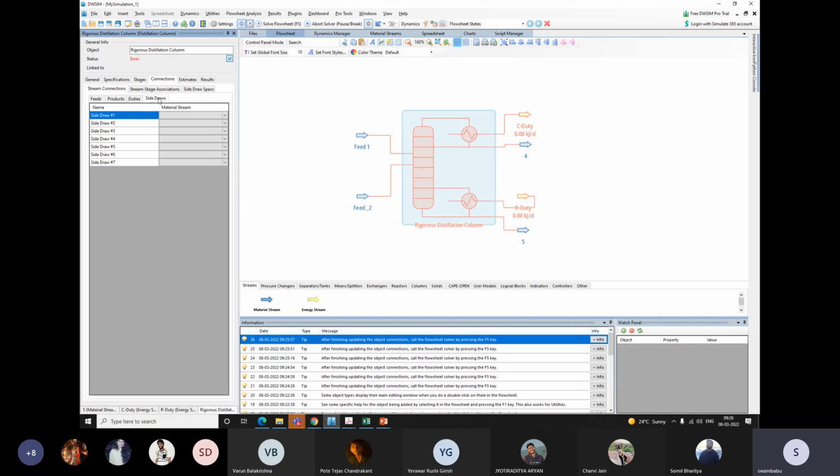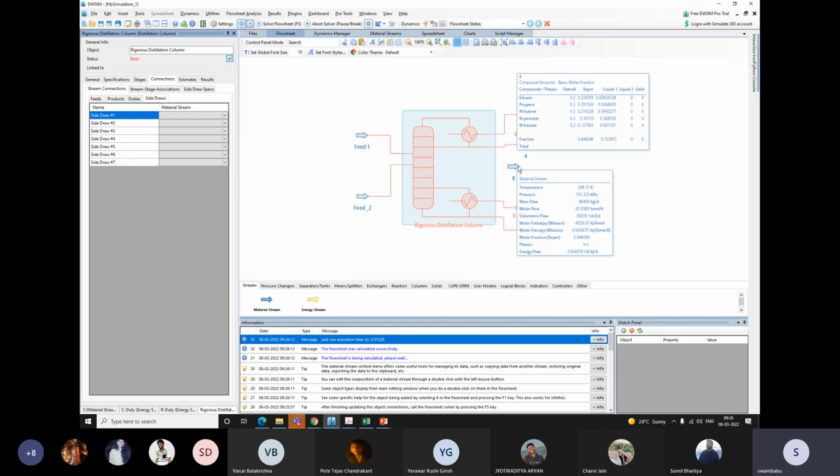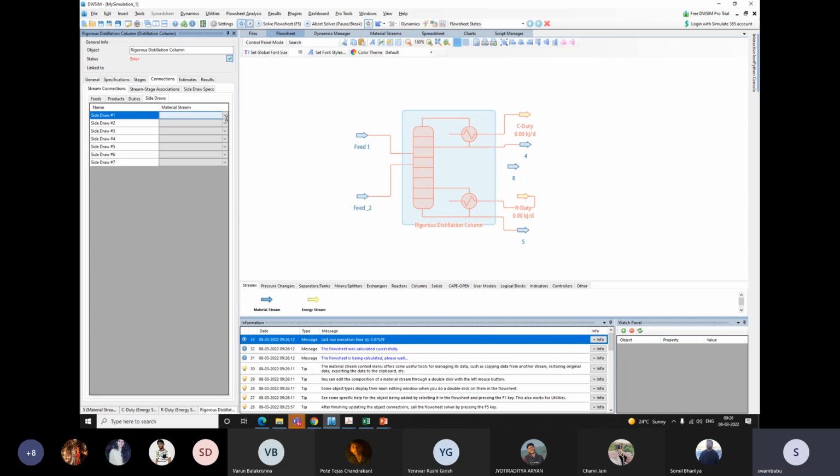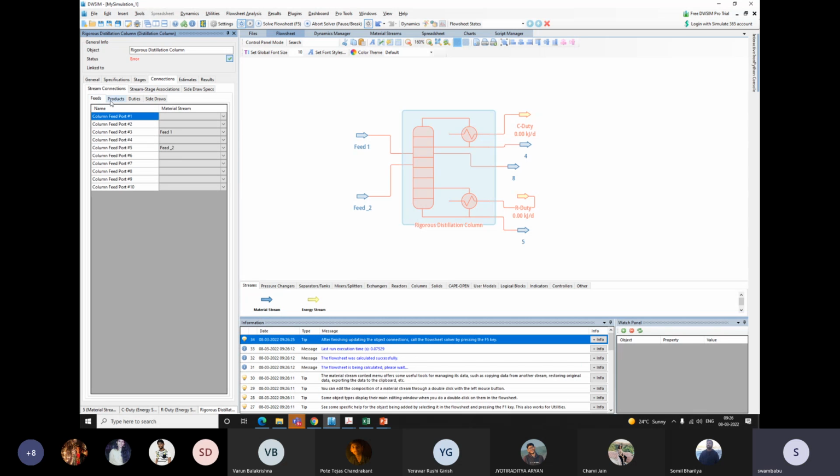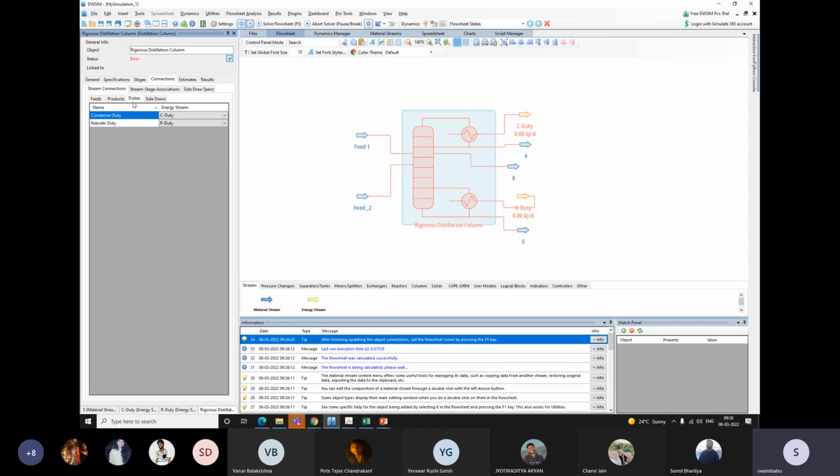Now side streams. If you want to withdraw any side streams, we can define them here. So side stream 1: I will have one intermediate side stream. So one side stream is 8. Stream number 8 is taken as one side stream. And here these are the feeds, these are the products, these are the duties, and these are the side streams.